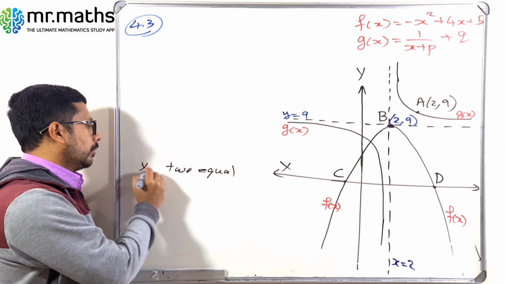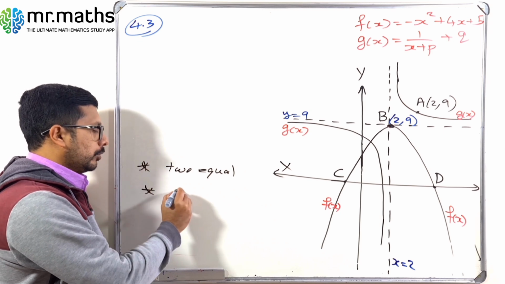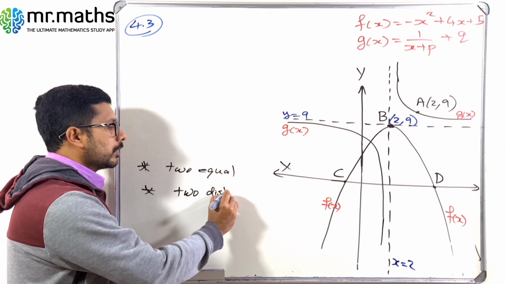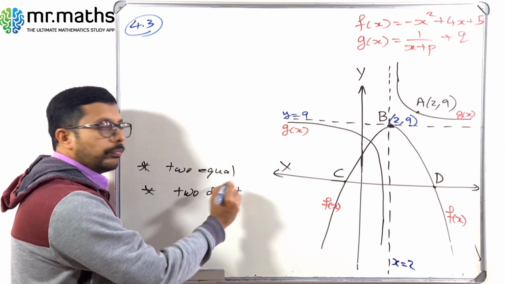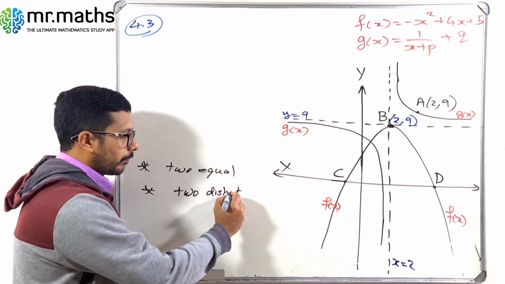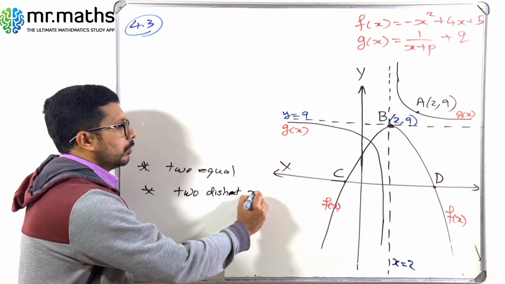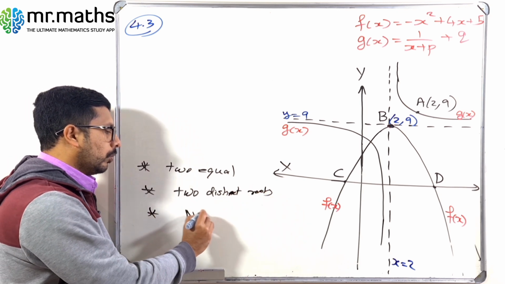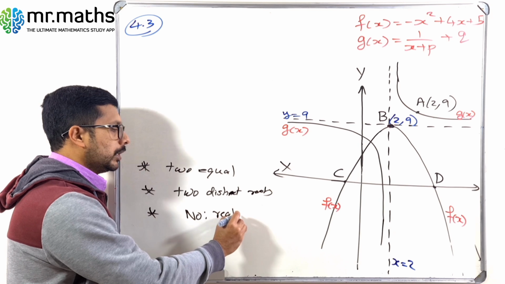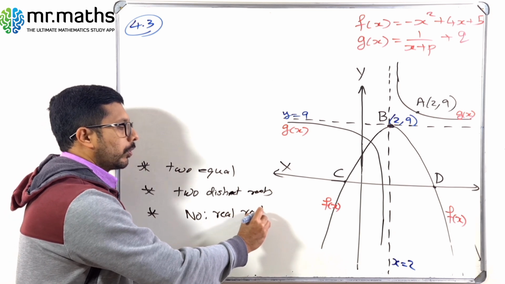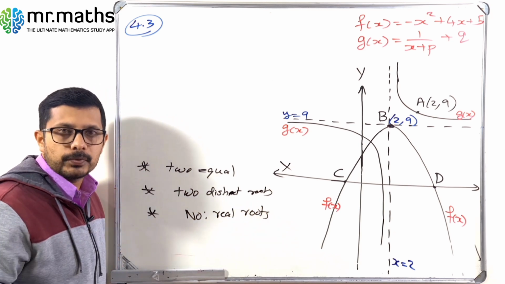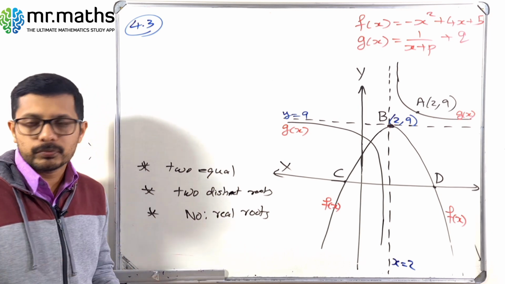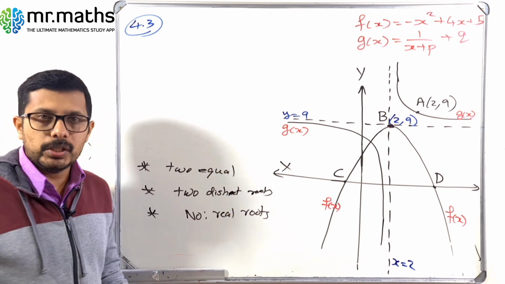or you have to say two distinct roots. Distinct means two different roots, that's all. Distinct roots or solutions, or you have to say no real roots. Do you remember this one? So no real roots. That's the nature of the roots. So here what is the question? You have to tell the nature of the roots of the equation t of x.